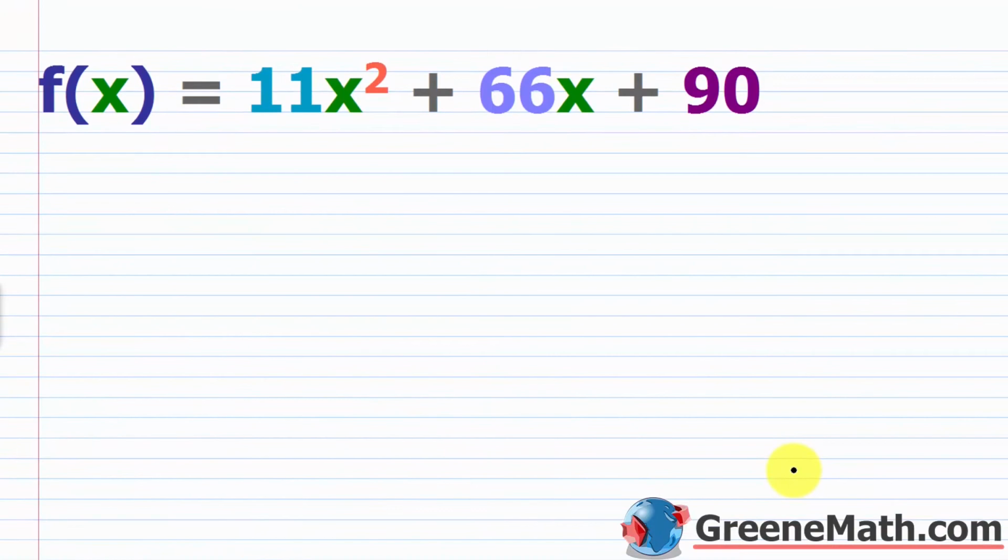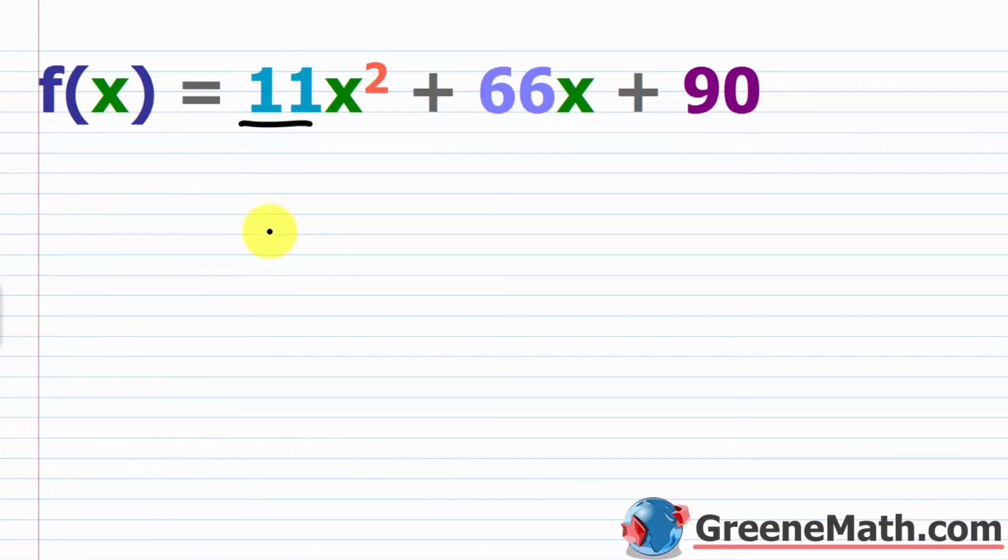Okay, let's just do one more, and then I'll go into the super simple vertex formula, which is what you're going to use, but you might need to know how to do the completing the square method. It's always good to look at it because it comes up every so often. All right, so we have f of x equals 11x squared plus 66x plus 90. I'll go through this very quickly.